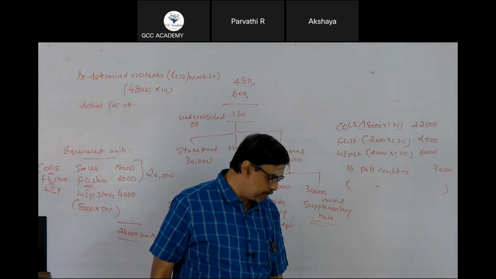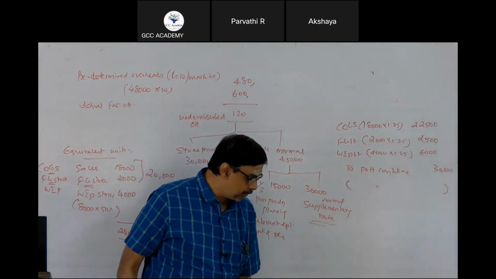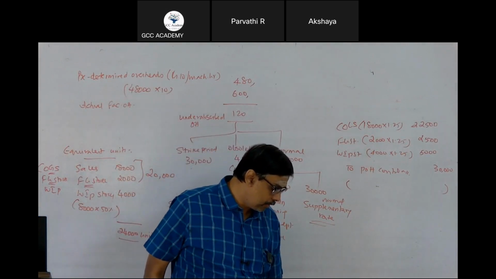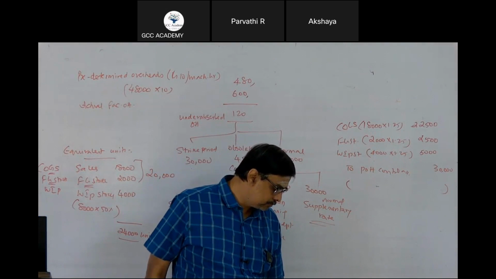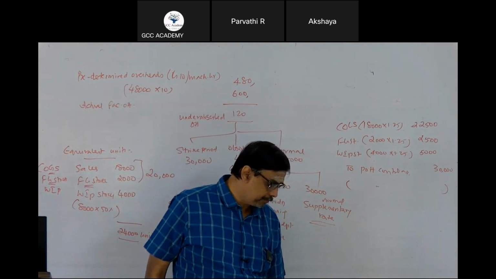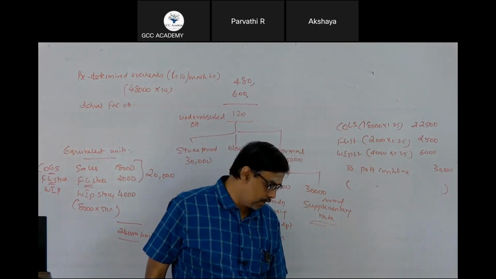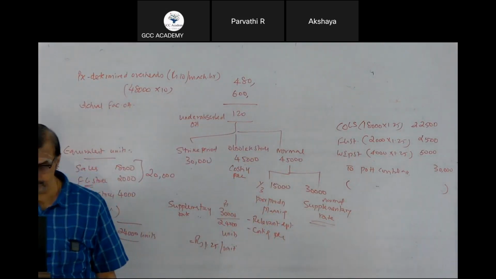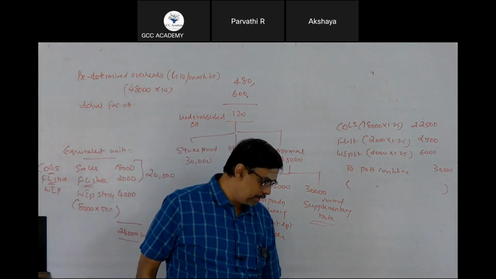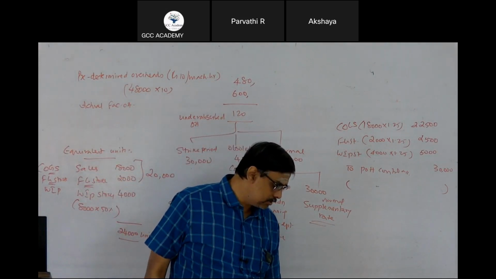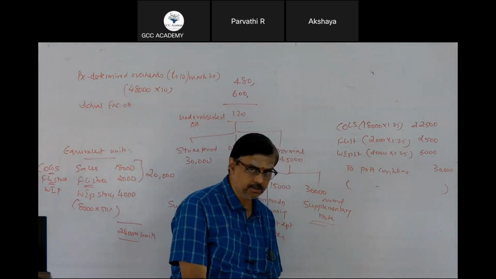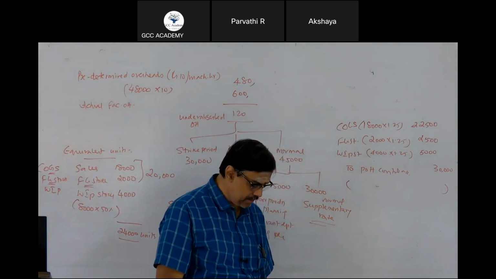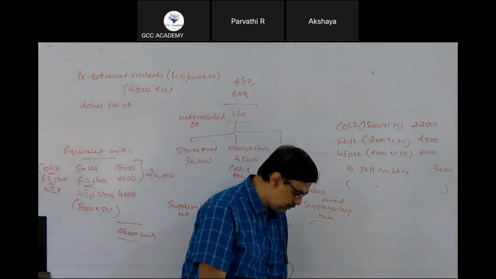Out of 40,000 units produced during the period, 30,000 units were sold. And there were also 30,000 incomplete units, which should be considered as 66 2/3 percent complete. That is 2/3.